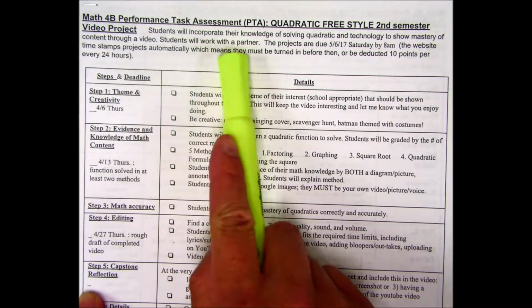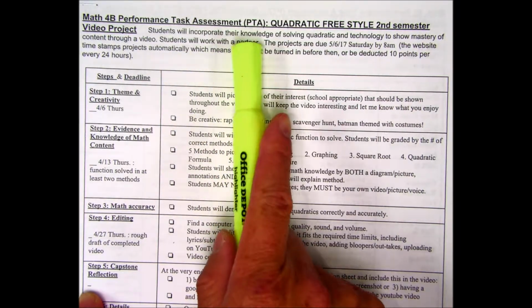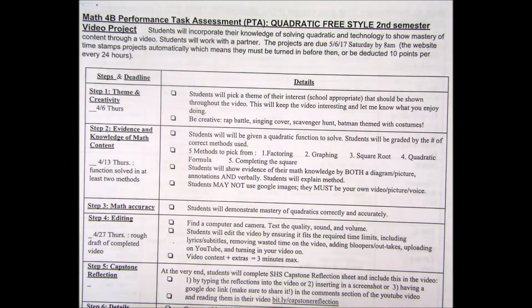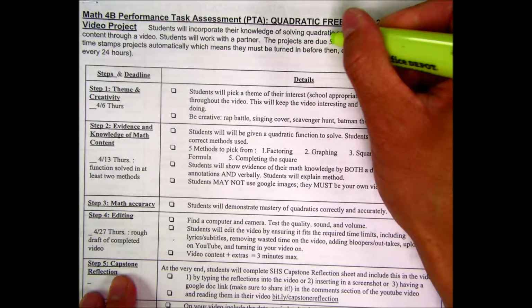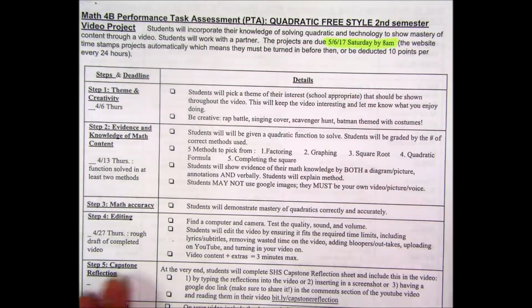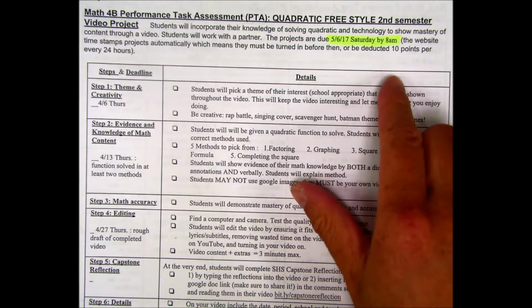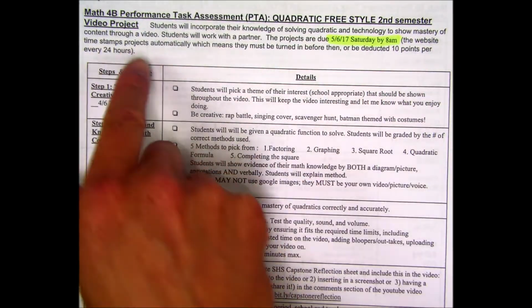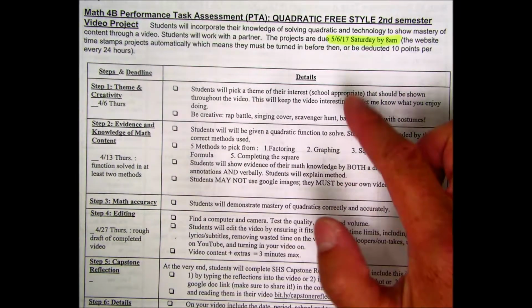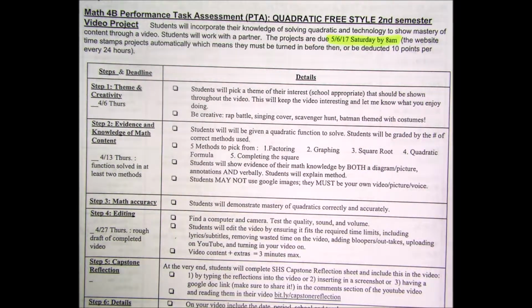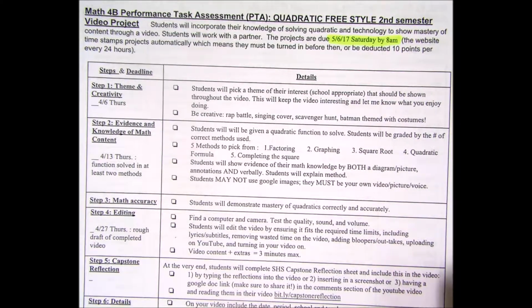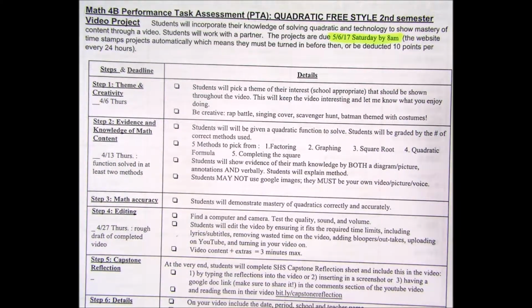Students will work with a partner. We'll talk about that in class, and the projects are due May 6, 2017, Saturday at 8 a.m. Go ahead and highlight that on yours, star it, big circle. The website timestamps projects automatically, which means they must be turned in before then, or be deducted 10 points for every 24 hours. Okay? So, what is your project?